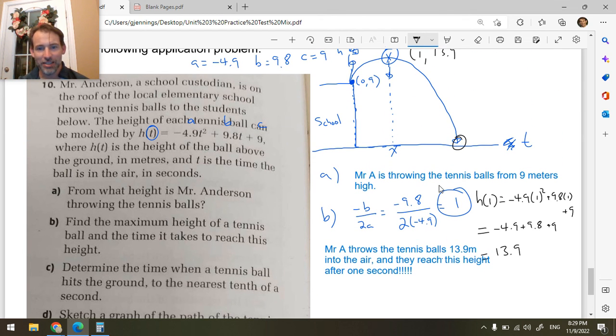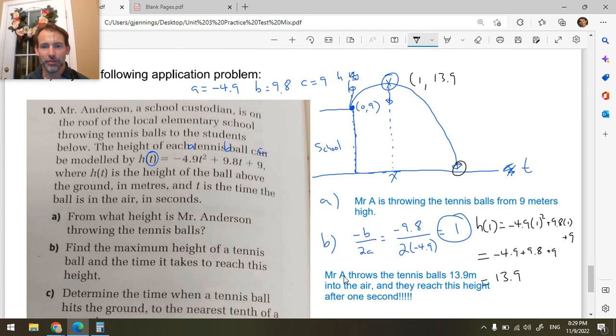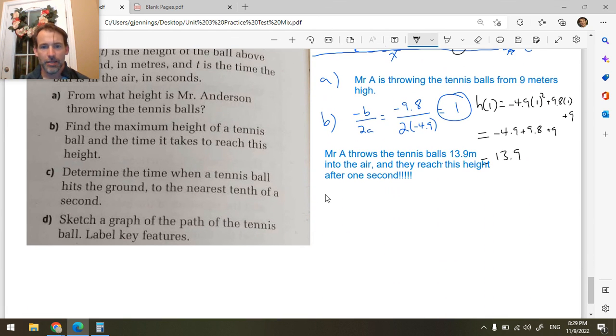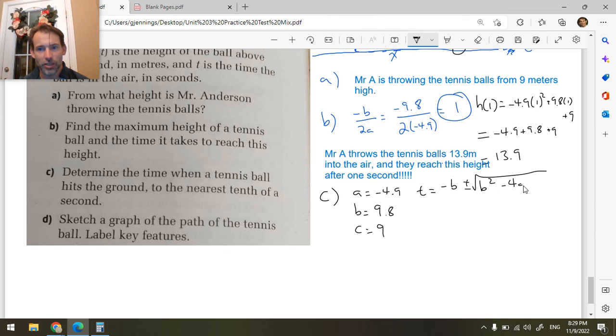Well, we need our A, B, and C, and I've got them up here. I'll do it down here. My A is equal to negative 4.9. I'm recopying my chart because it's up there. B is equal to 9.8, and C is equal to 9. So then the roots are, so t, the time where it hits the ground, will be equal to negative b plus or minus the square root of b squared minus 4ac over 2a.